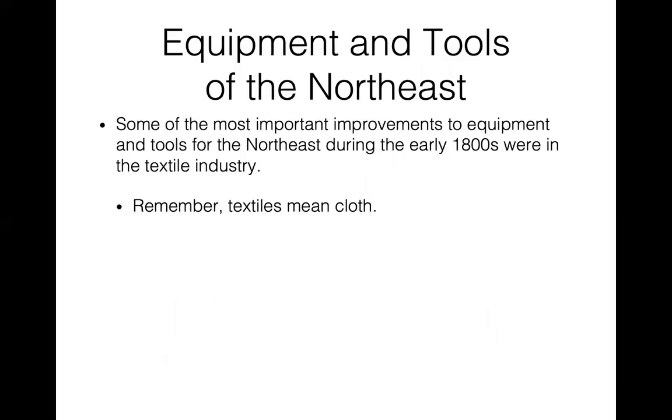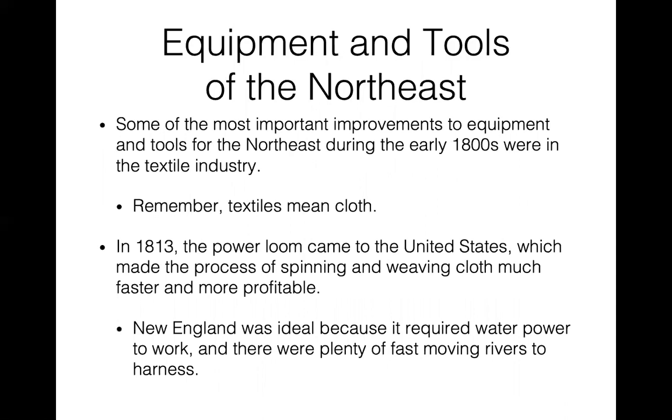Some of the most important improvements in equipment and tools for the Northeast were those that had to do with the textile industry. Remember, textile means cloth. This was where we were taking cotton from the South, taking it to the North, and then putting it in these factories and turning it into actual usable cloth. In 1813, the power loom came to the United States. It actually came illegally. The British had patented it, and they'd tried to force anyone who knew anything about power looms to not leave the country.